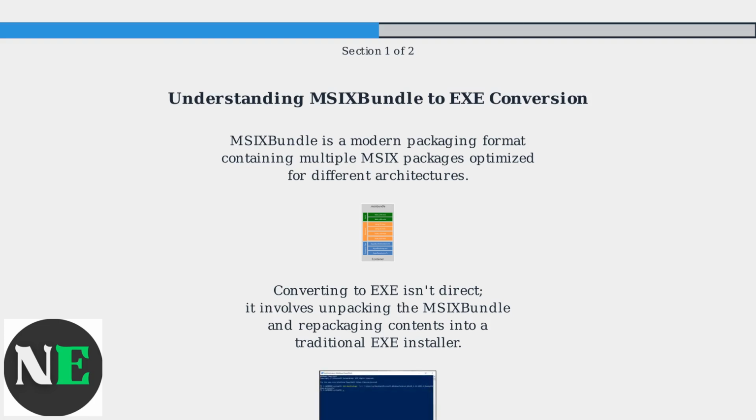This conversion is done for compatibility with systems that don't support MSIX or for custom installations. It's most commonly used in enterprise environments when migrating legacy applications or creating custom installers.